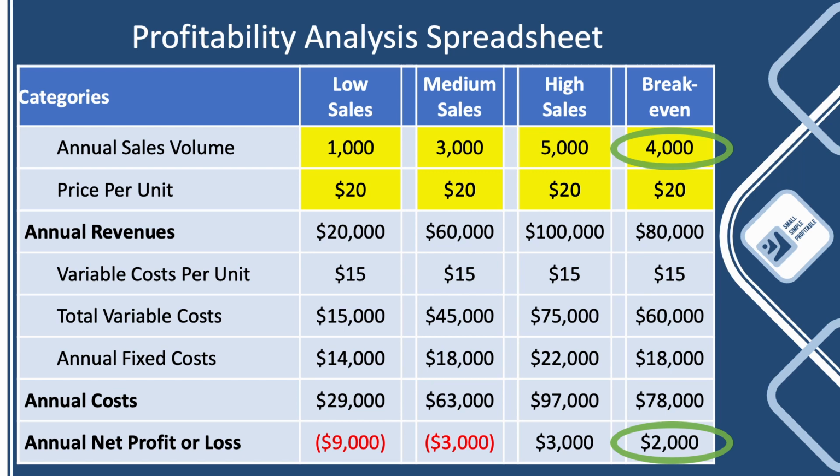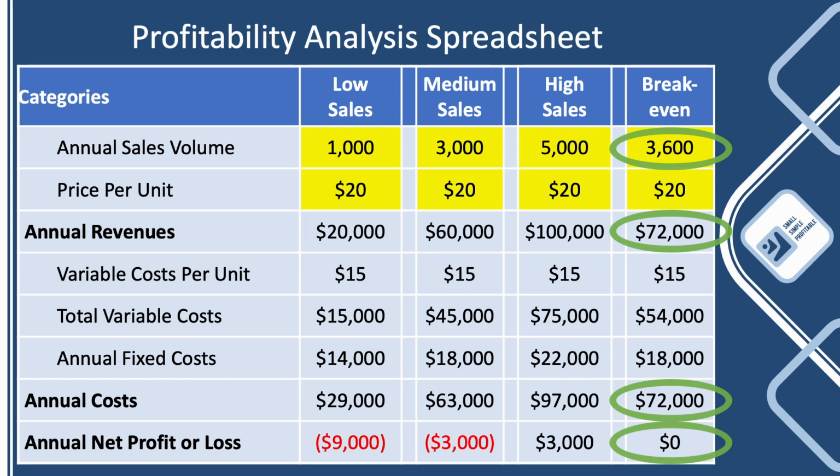When I try an annual sales number of 4,000 hours in the break-even column, I can see that the spreadsheet automatically calculates the other numbers in the column and shows me a net profit of $2,000. That tells me I need to try a lower annual sales volume than 4,000, since my goal is to get to zero profits. When I try an annual sales number of 3,600 hours, the spreadsheet automatically calculates the other numbers and shows me a net profit of zero.